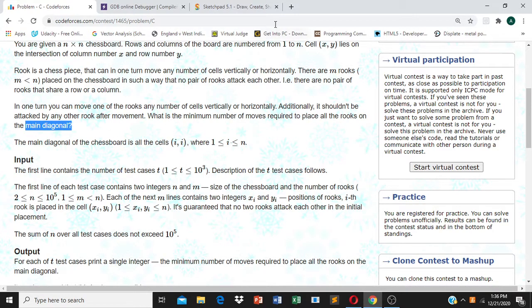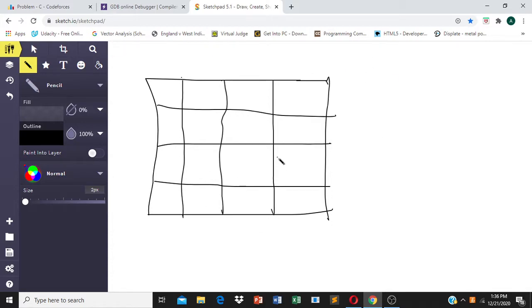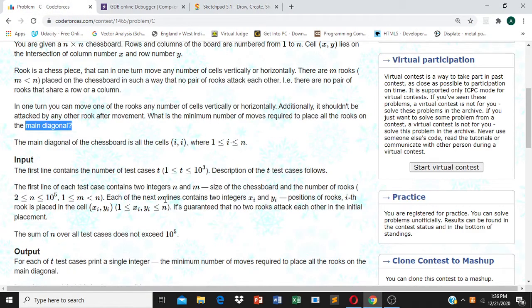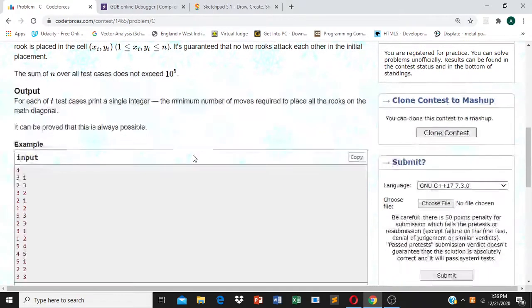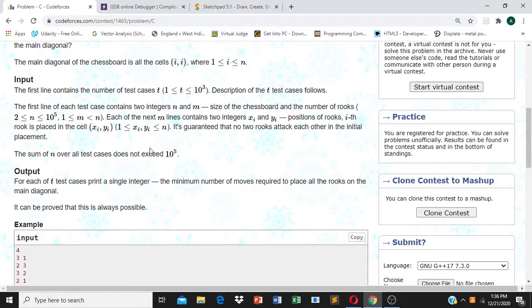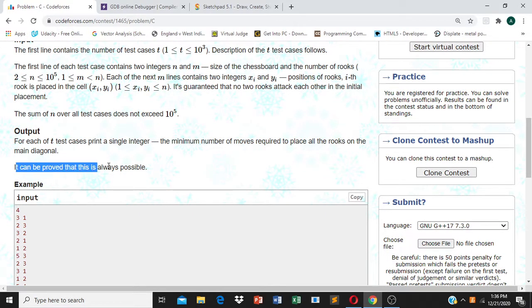So what is the main diagonal in a matrix? In a matrix, this portion is always called the main diagonal. Okay, this is the main diagonal. So we're given t test cases, n and m, and m rooks. They have also said that it can be proved that this is always possible.